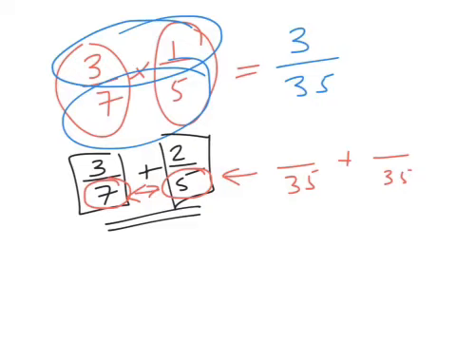Okay, well, how do I do that? The original fraction on this side was 3 over 7. What do I multiply 7 by to get 35? I multiply it by 5. And the original fraction on the other side was 2 over 5. What do I multiply 5 by to get 35? I multiply it by 7. Okay.